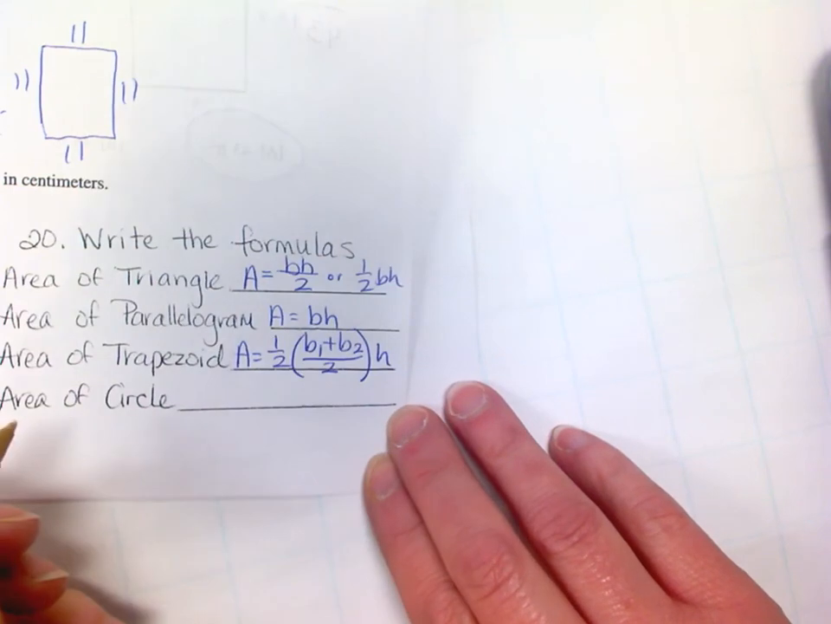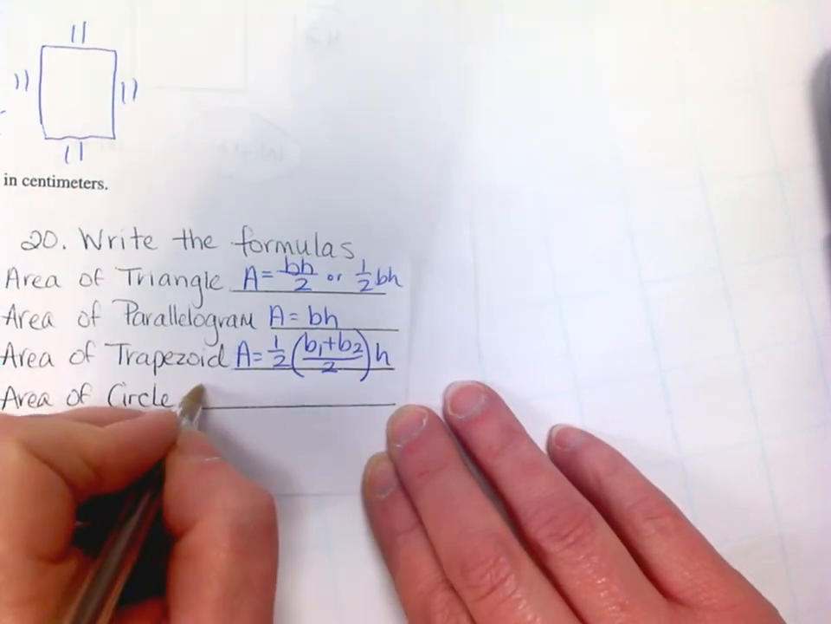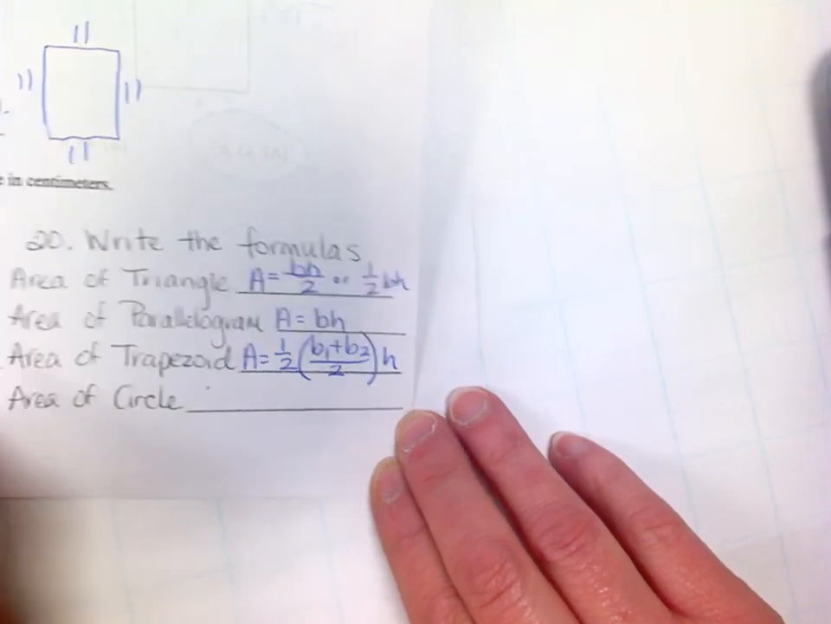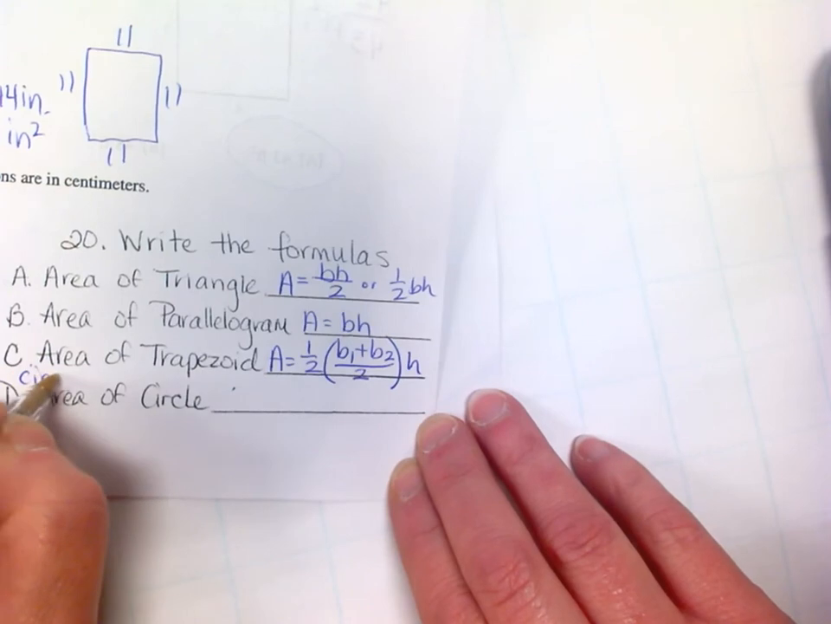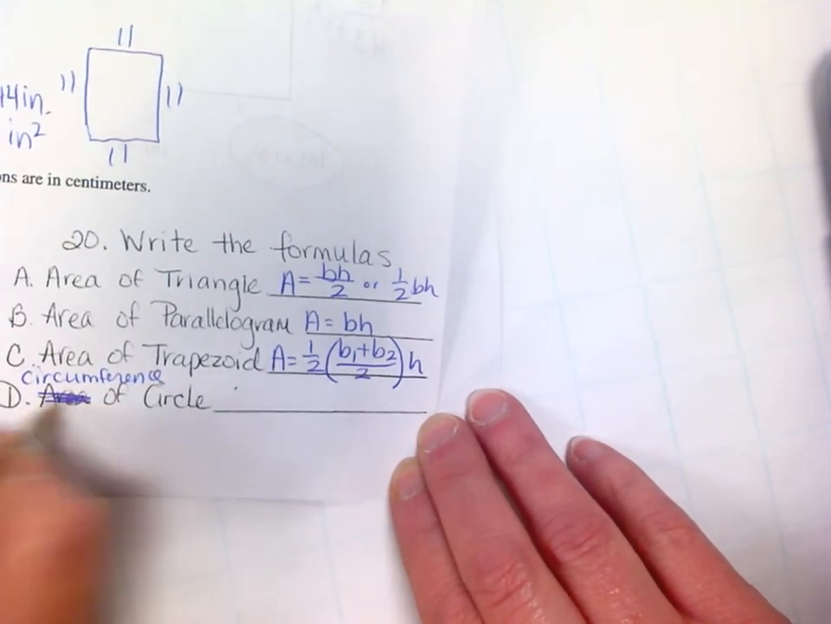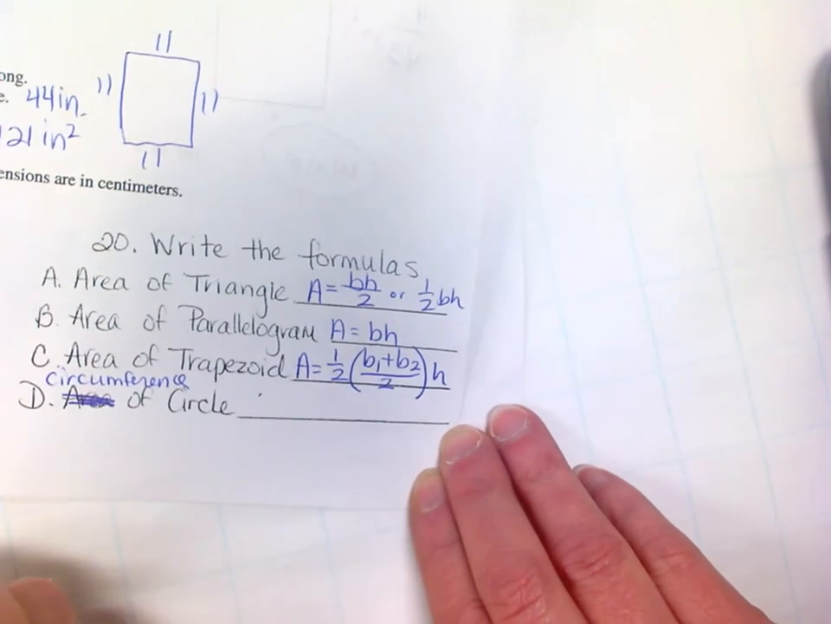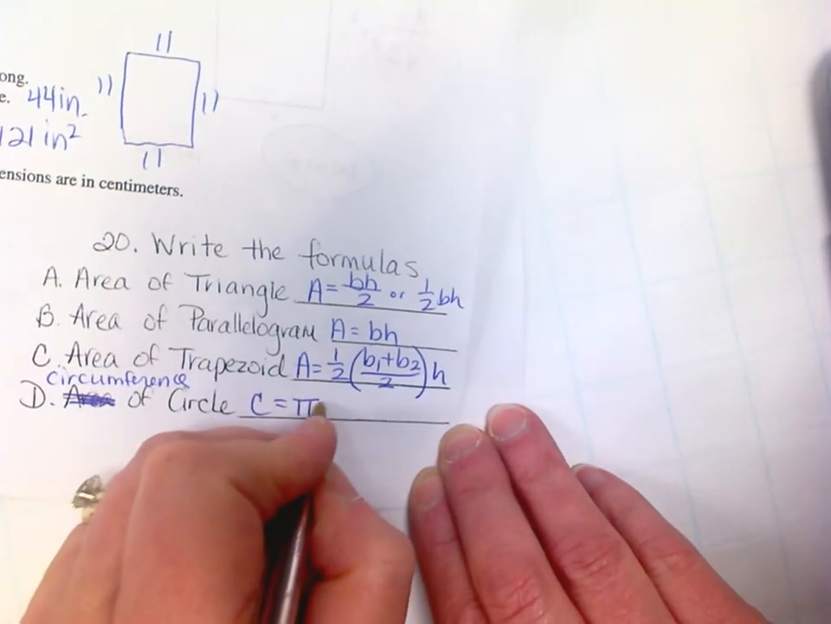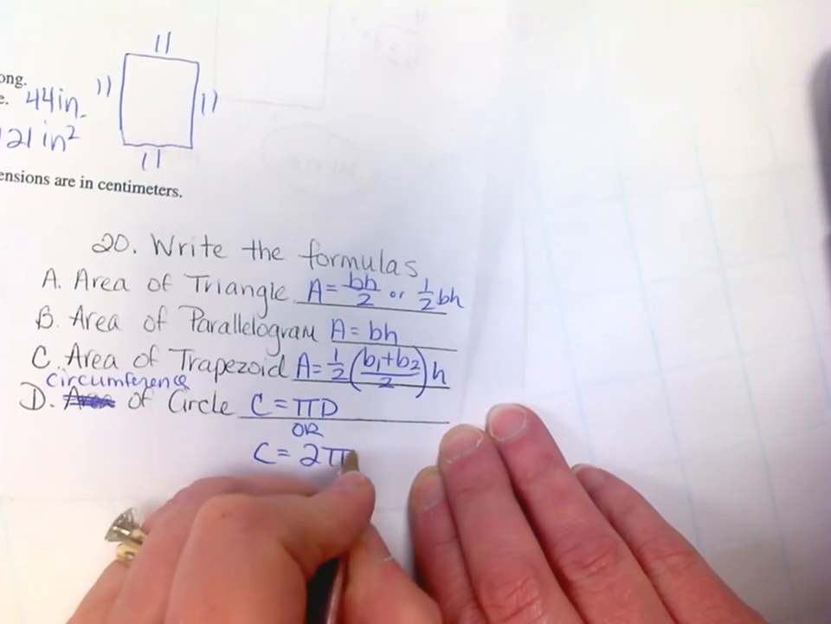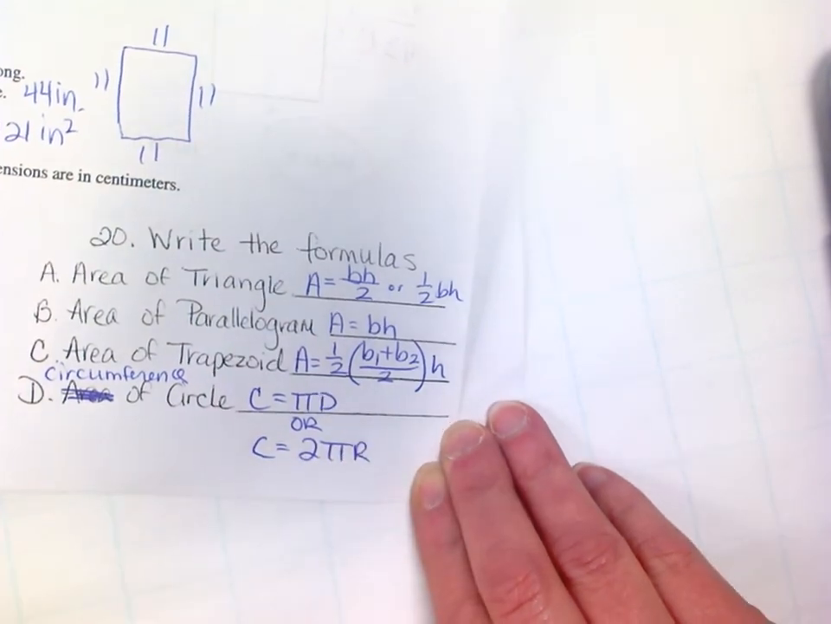And the area of a circle is actually, darn it, that should have been the circumference of a circle. Okay, well, on your test, it's going to be circumference, not area. Aren't you glad you're listening? Circumference equals pi times diameter, or circumference equals 2 pi r. Either one of those formulas will be accepted.